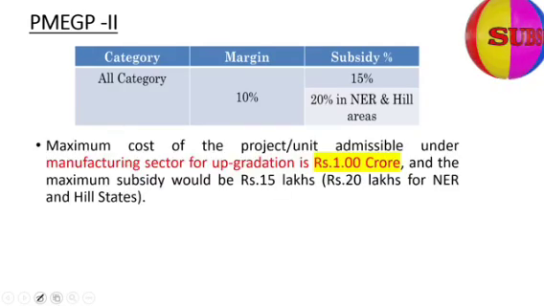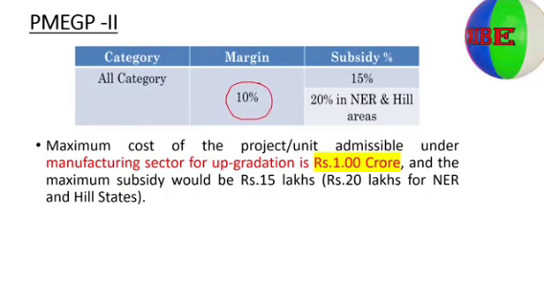Maximum cost of the project admissible under the manufacturing sector for upgradation is rupees 1 crore, and maximum subsidy will be 15% in manufacturing or service. Only for the northeast region and hilly areas it is 20%. Earlier it was based on category, special category and general category, and location, rural and urban. Here everybody is equal at 15% except the northeast region and hilly areas. Second thing, margin money is the same for both general and special category. Earlier it was 5% for special category, 10% for general category. Now it is 10% flat for everyone.